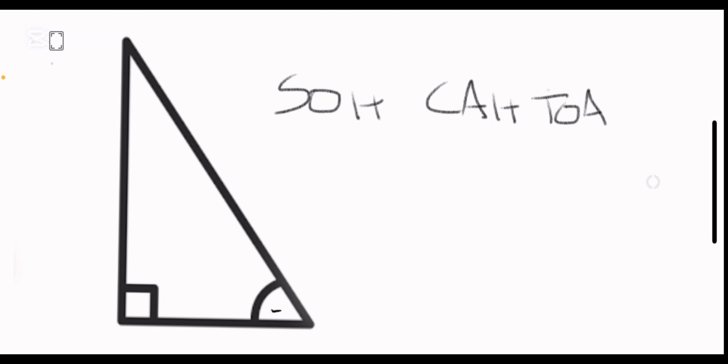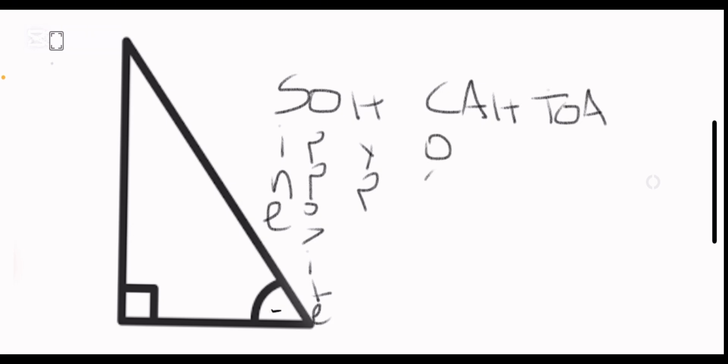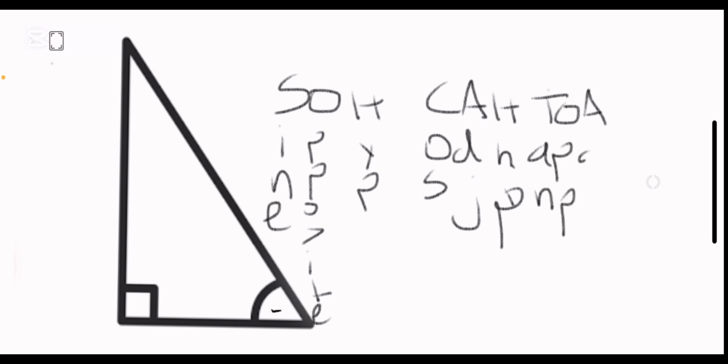So SOH means sine, and the O and H stand for opposite and hypotenuse. For CAH, it's cosine, and the A stands for adjacent and the H stands for hypotenuse. And for TOA, it's tangent, and the O and A stand for opposite and adjacent. So these are the ratios that are important in trigonometry.